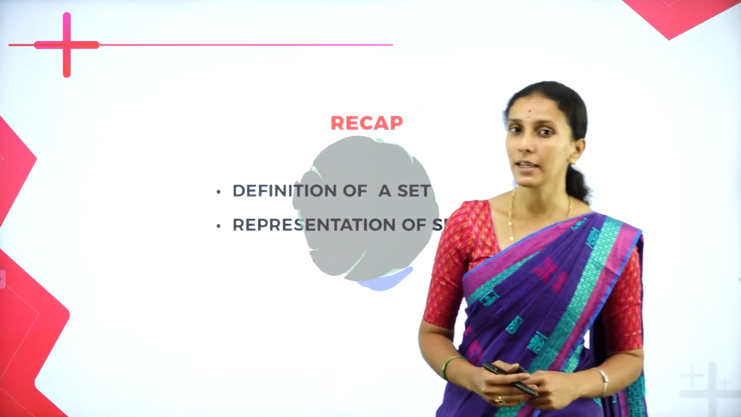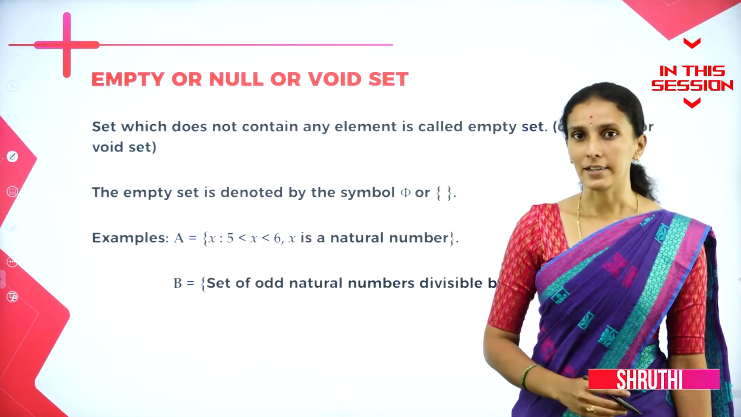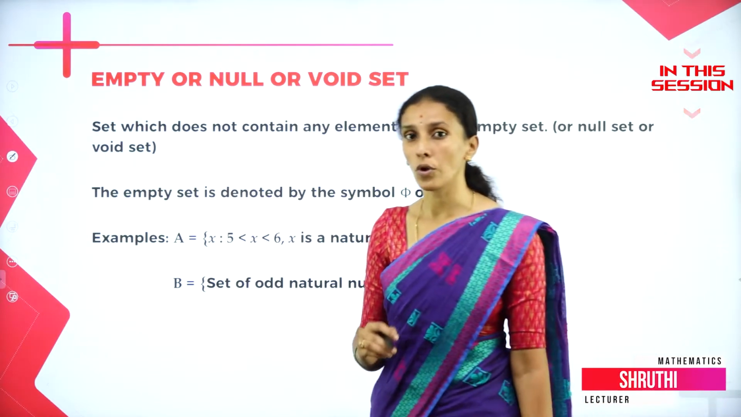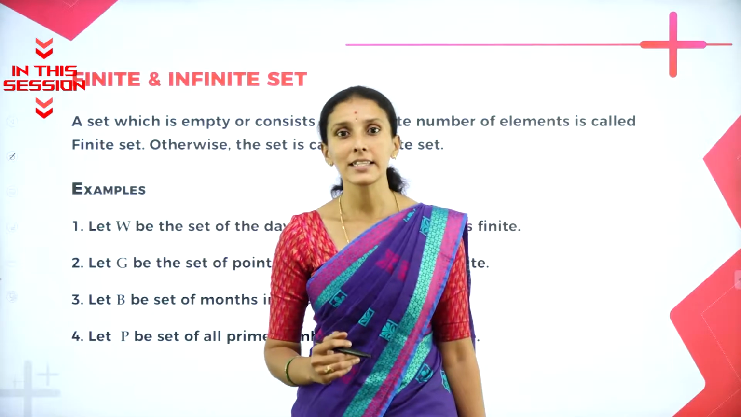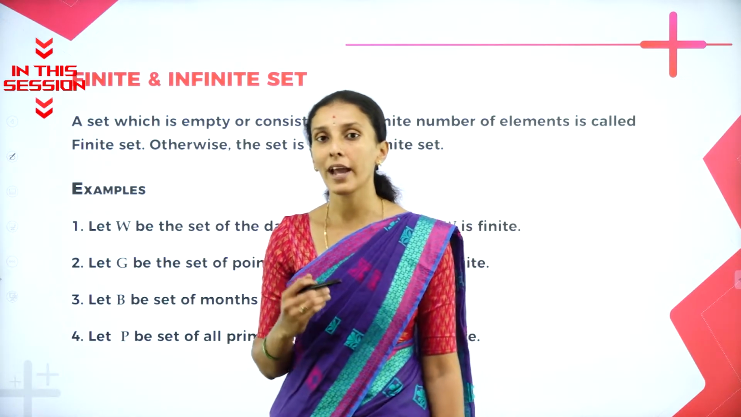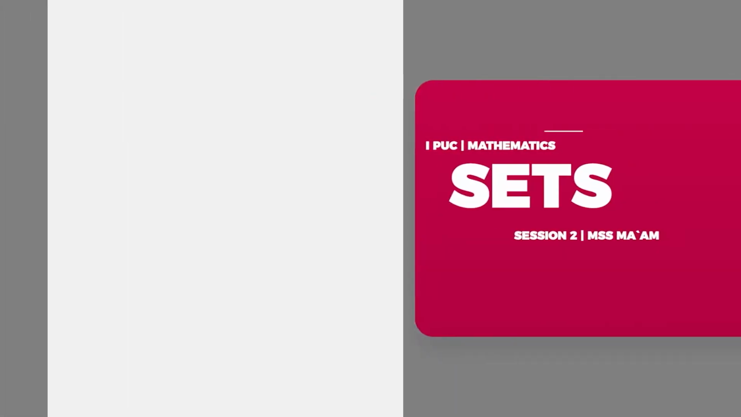A set is nothing but a well-defined collection of objects. Empty set, so empty set is also called as null set or void set. Finite is nothing but countable. You can count the number of elements inside the set.